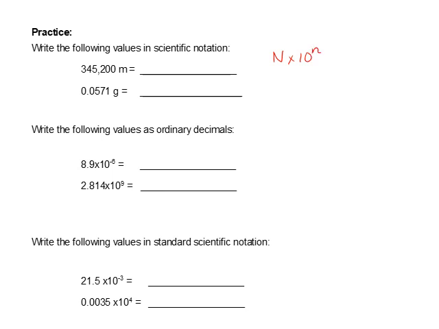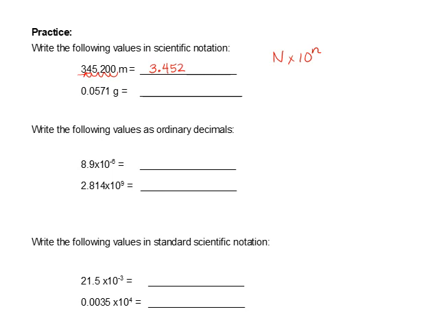The first example is 345,200 meters. Notice that in this number, the leftmost digit, the 3, is in the 100,000th place. If we take the original number and move the decimal point 5 places to the left to get a number between 1 and 10, the result is 3.452. However, 3.452 does not have the same value as 345,200.